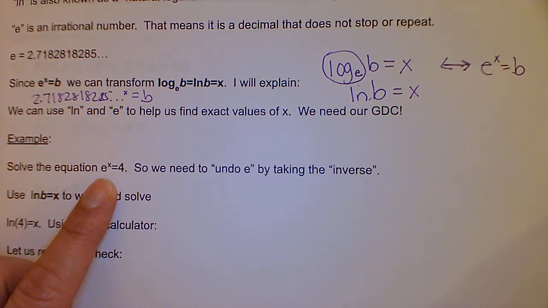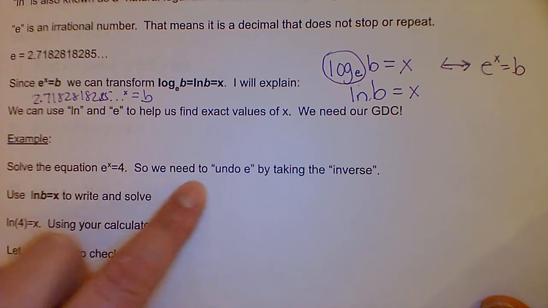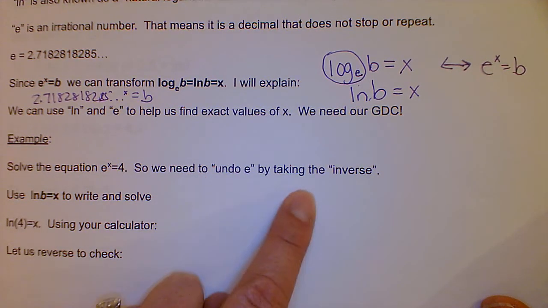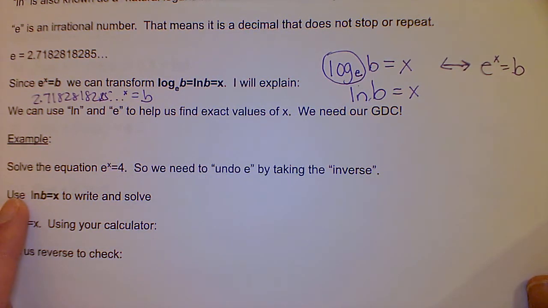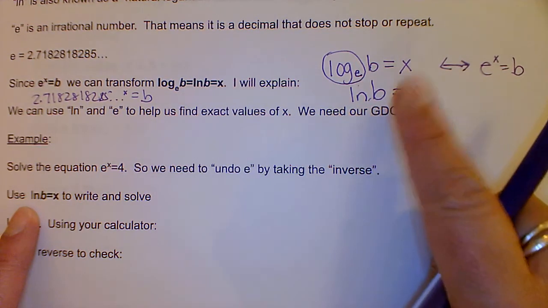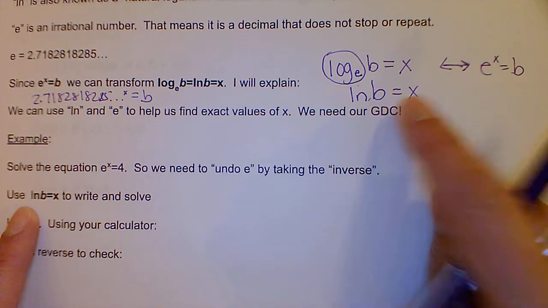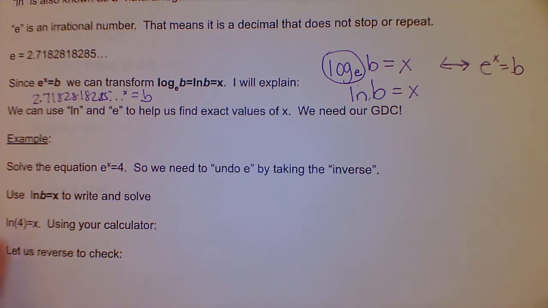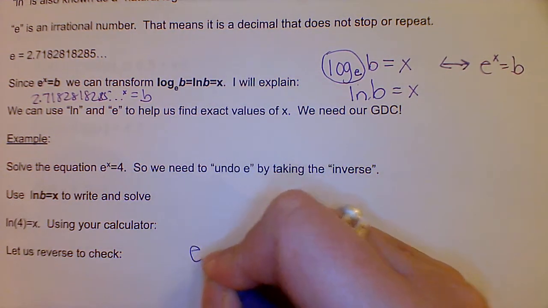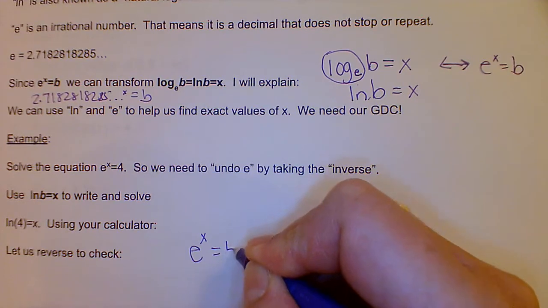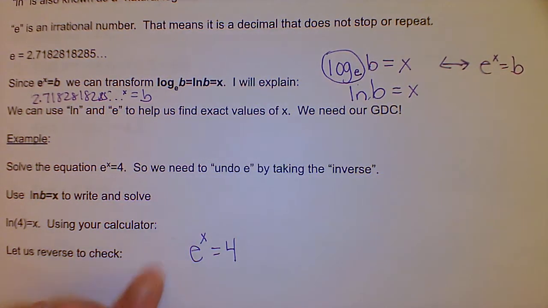Solve the equation e to the x equals 4. So what we need to do is undo the e by taking the inverse. We're going to use that nice natural log of b equals x to write and solve. I actually gave this to you, but I'm going to do it all out. So here's e to the x equals 4. We have to solve for x.